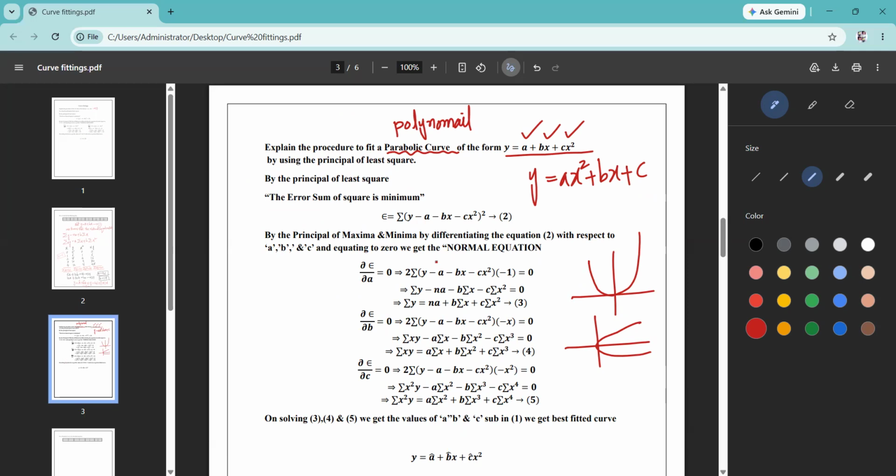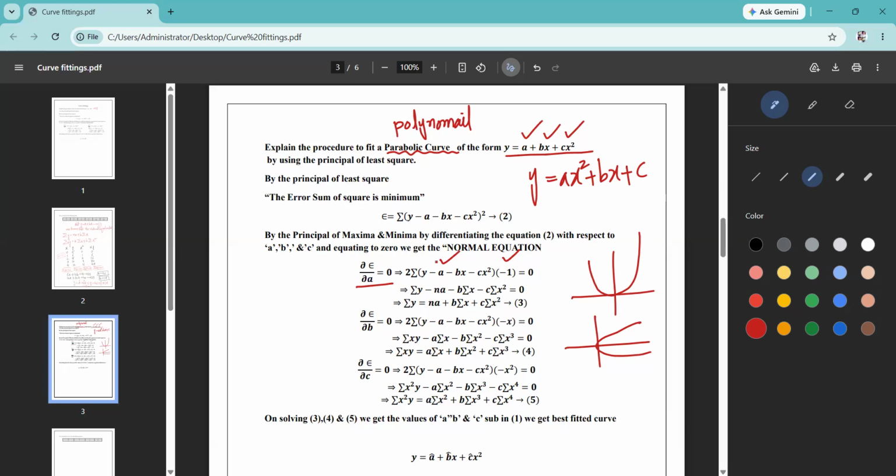So the error is represented with E here. E, in mathematical language, is epsilon equal to summation of (y minus a minus bx minus cx square) whole square. The error sum of squares is minimum. So we have three variables. Differentiate partially with respect to a. The coefficient of a is -1 here. Then simplify.